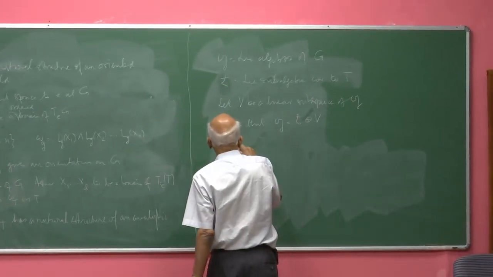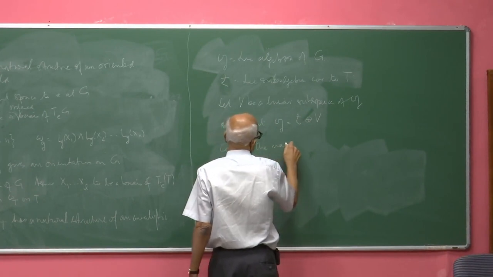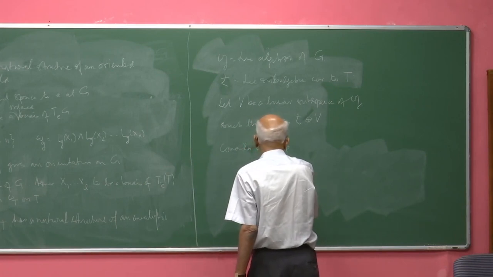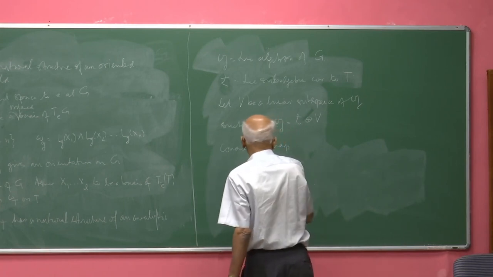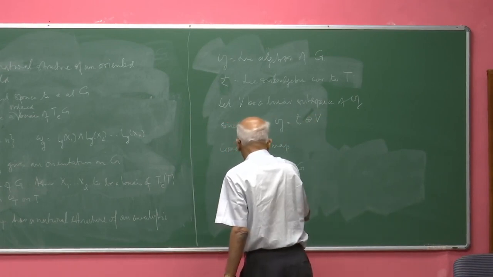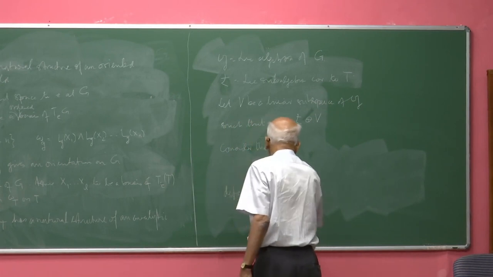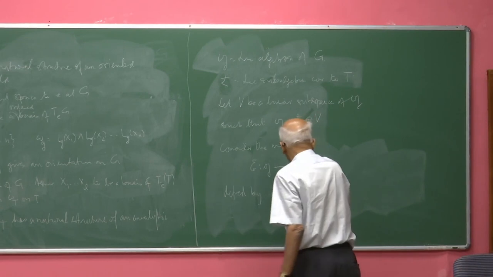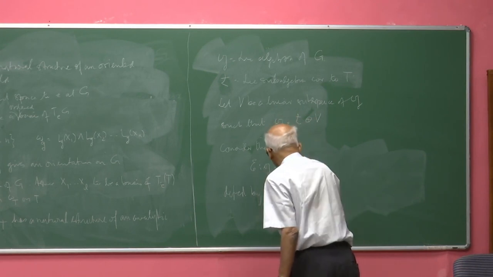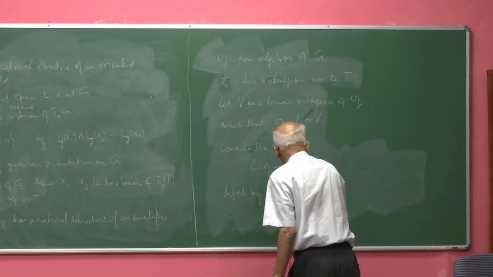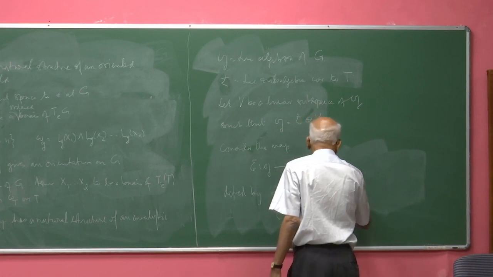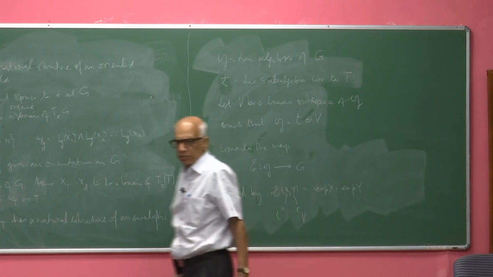Consider the map from G to G, which I'll call script T, defined by E of X, Y. This X, Y is in G, which is after all the direct sum, so I can write any element as a pair like this, X in T and Y in V. So exponential of X times exponential of Y. Define the map like this.